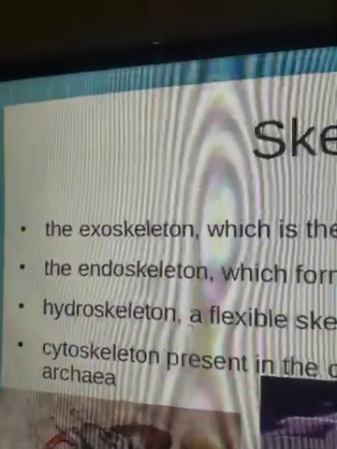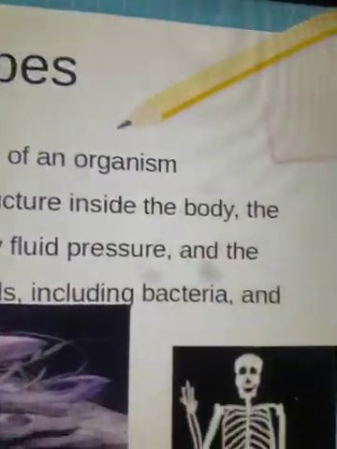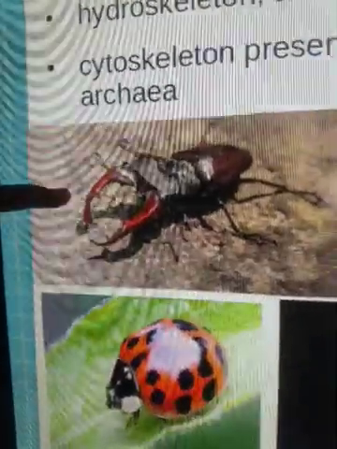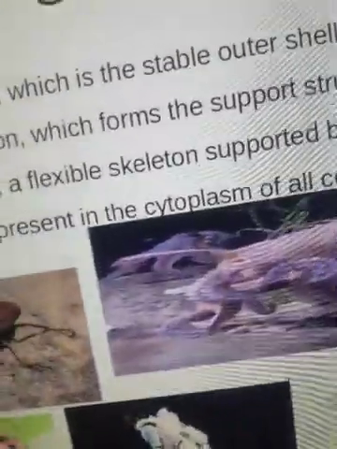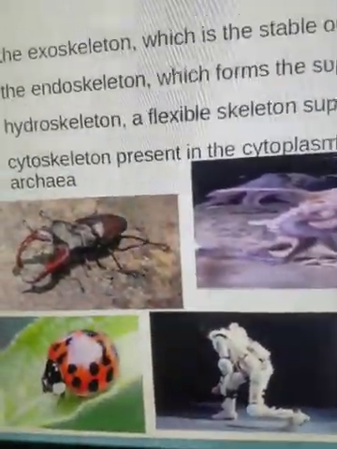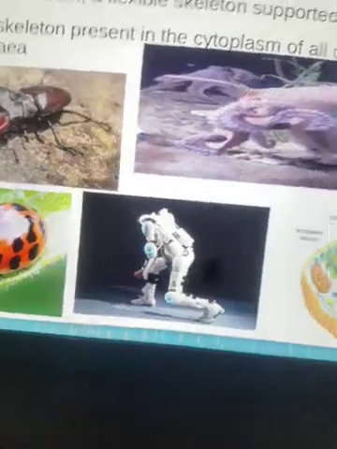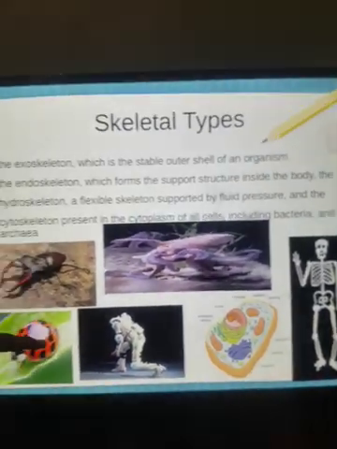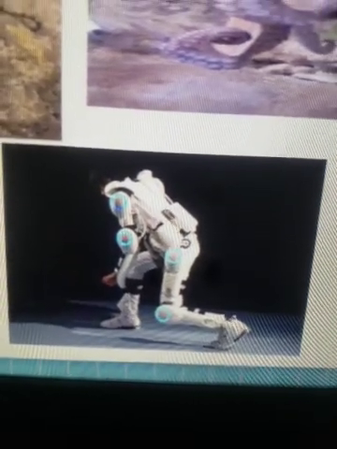There are four types of skeleton. The first one is the exoskeleton, which is the stable outer shell. For example, here this beetle and this ladybug. And today we have some robots. They are like suits, and they are called exoskeleton robots. For example, here in this image, we can see an exoskeleton robot.